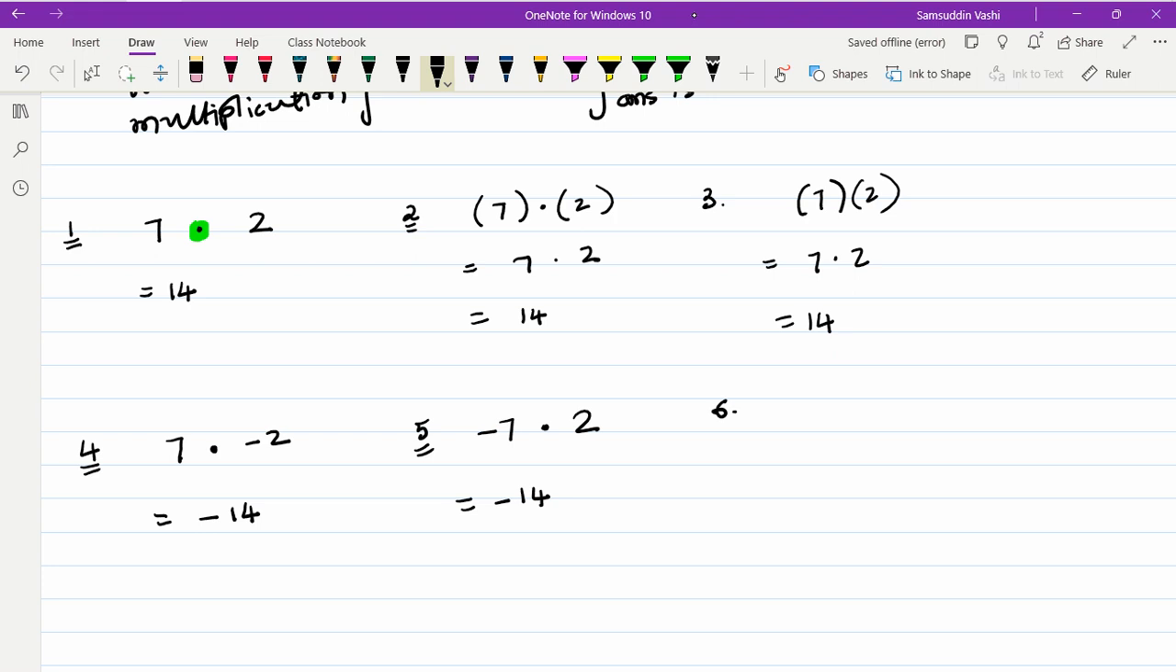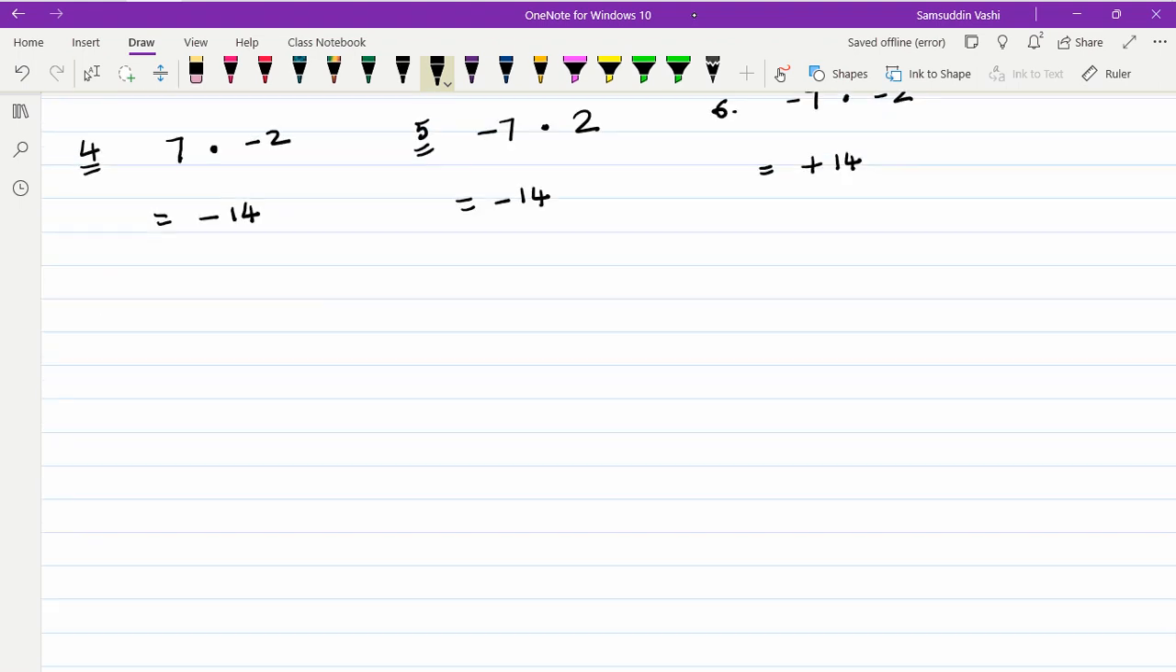Okay. And if I say negative 7 times negative 2, two negatives is positive. Numbers multiplication doesn't change. It's 7 times 2 is 14. That's all. Okay. So whenever we write a multiplication of integers, first we decide about the sign. And the rest of the numbers are normal numbers in multiplication.